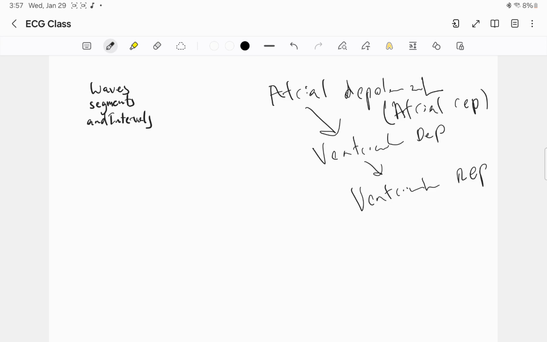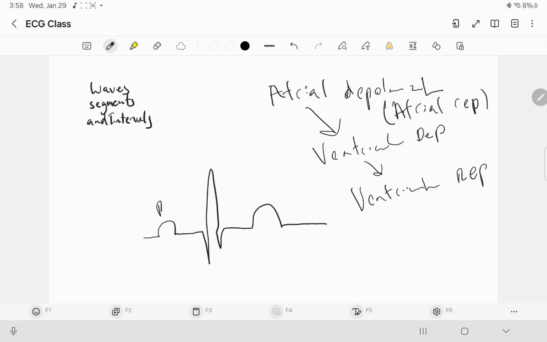So let's draw this stuff out. So bam, bam, bam, bam, bam. All right, so we're gonna label all of this stuff and then we're gonna talk about it. So by convention, this is called the P wave. This is called a QRS complex. This is called a T wave. All right, cool.